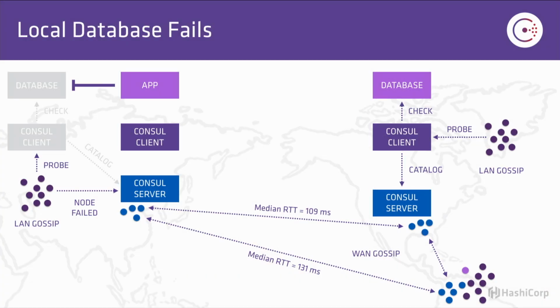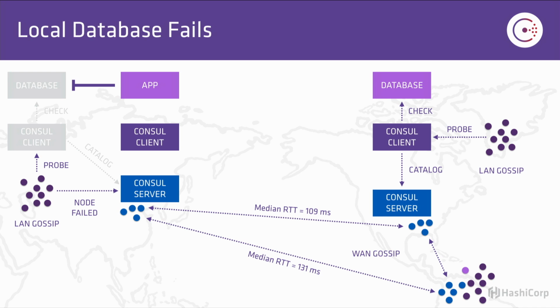So the LAN gossip on the left there is going to figure out that the node is dead where the database was. It's going to gossip that out. The node failed. Gossip is going to reach the Consul server. It's going to say, oh, the database was running on that. We're going to mark all the services down that were running on that. So if you ask again, you're not going to have a local database available.